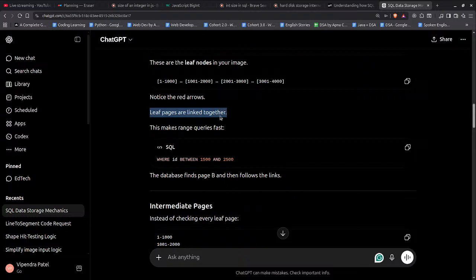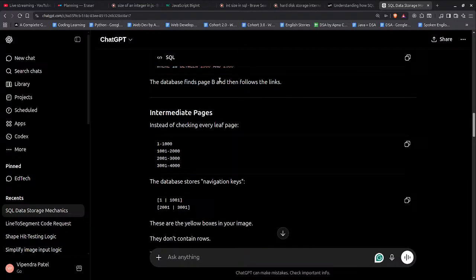Leaf pages are linked together, that is right. This makes range queries fast. Where id is between this and this, the database finds page B and then follows the links.